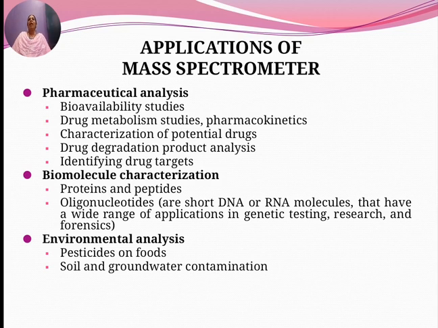Then environmental analysis also, it can be used to find pesticides on foods, and soil and groundwater contamination. Also it is useful for analysis of soil and groundwater contamination. So these are the application areas of mass spectrometer.